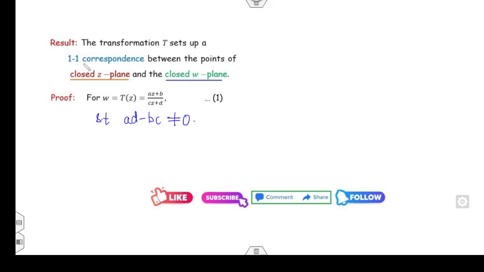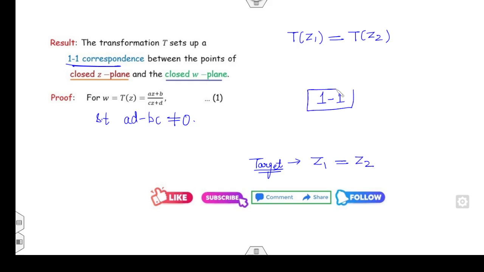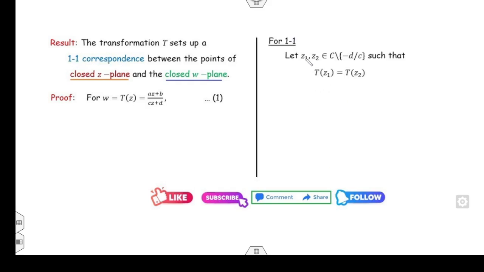Now what is the meaning of one-one? One-one means you can start from T of z1 which is T of z2 and your target is to prove z1 is equal to z2. This is your target. If you prove this result, that implies my transformation is one-one. So let z1 and z2 be two elements from the domain, C minus d over c, such that T of z1 is equal to T of z2.